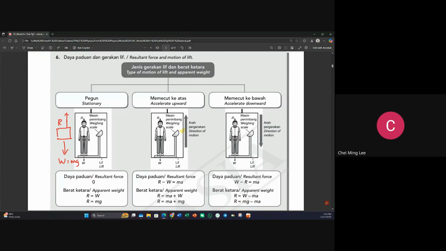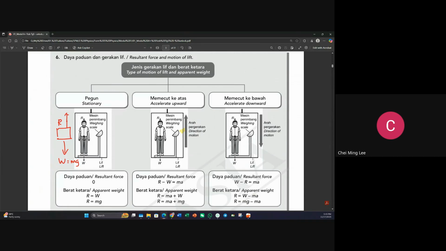Okay, so now let's see the resultant force and the motion of a lift. When you are stationary, your weighing scale shows your normal weight. There is no change in your weight. Normal weight means that your weight is there.